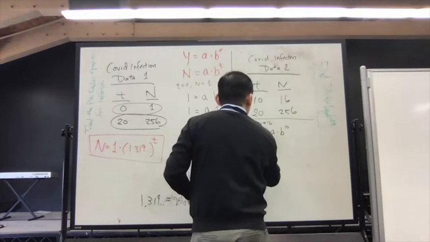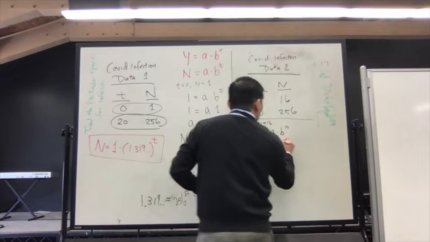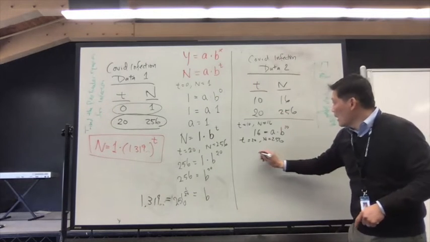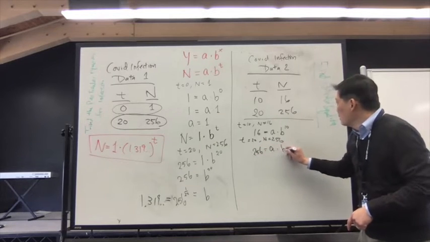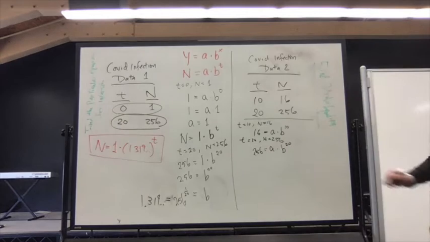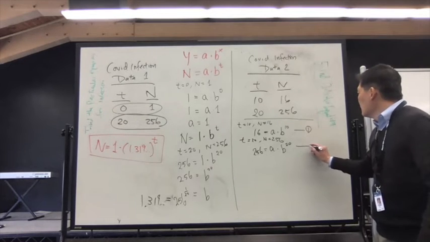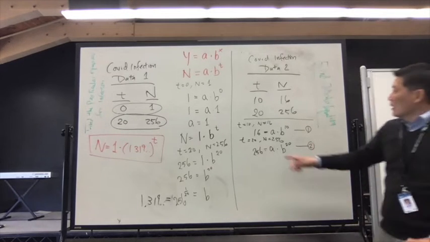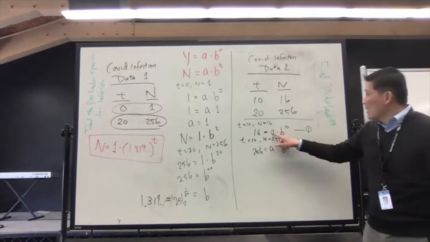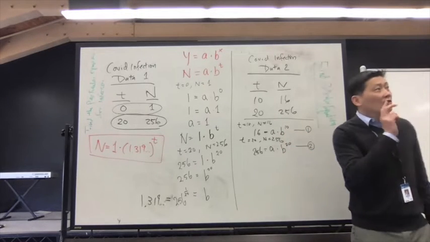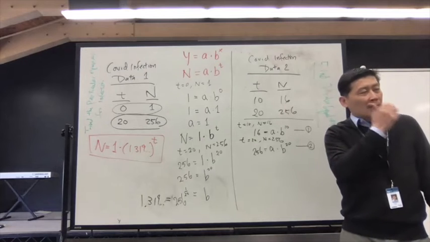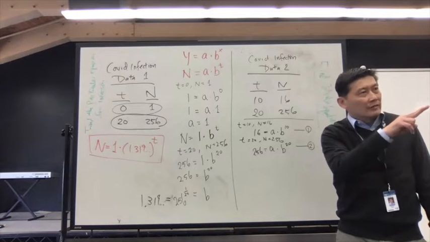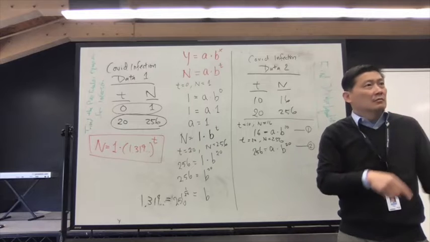T is equal to 20, n is equal to 256, and then put it back in again and see what happened. 256 is equal to a times b to the 20th power. Okay, I have equation number 1, equation number 2. I got some numbers. I got a and b. I know from previous lessons, like all the way back in the days, if you have two variables, you need two equations to solve. Okay, right?